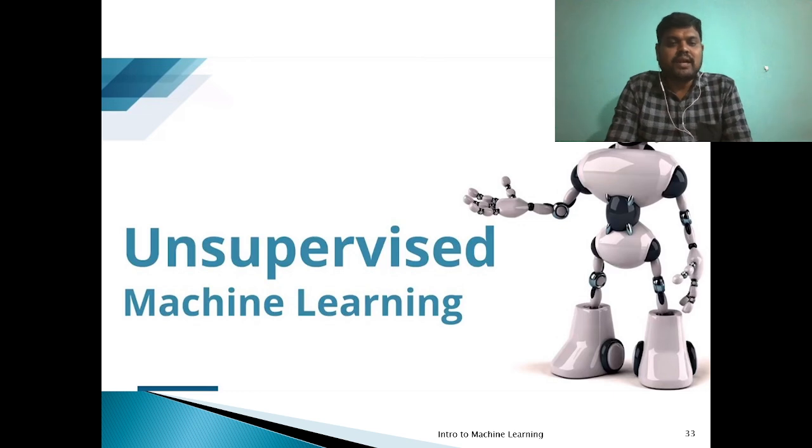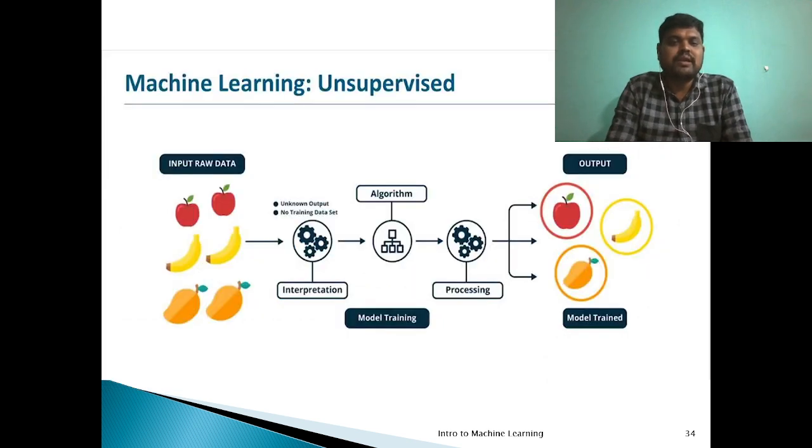So the next one is the unsupervised machine learning model, right? In the unsupervised machine learning model, as I said, we don't have an annotated or labeled data set. So the raw data set is given to the machine learning model for training. It will group similar items. Based on the shape, dimensions, attributes, or characteristics, it will group similar items, right?